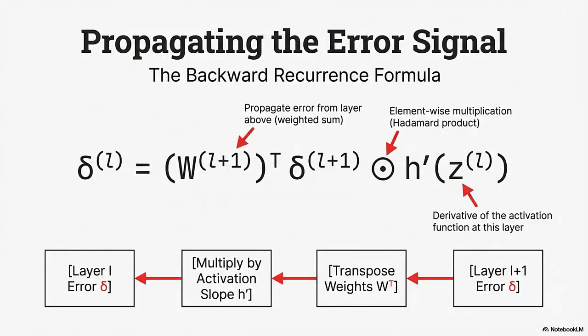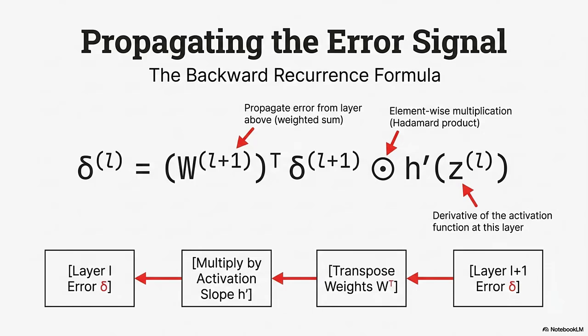And here we have the heart of the algorithm, the backward recurrence formula. This elegant equation tells us how to calculate the error delta at any layer L, given the delta from the layer ahead of it, L+1. Let's break it down. The equation says delta L equals the transpose of the weight matrix W multiplied by delta at L+1, and that result is then multiplied element-wise by the derivative of the activation function, H'.